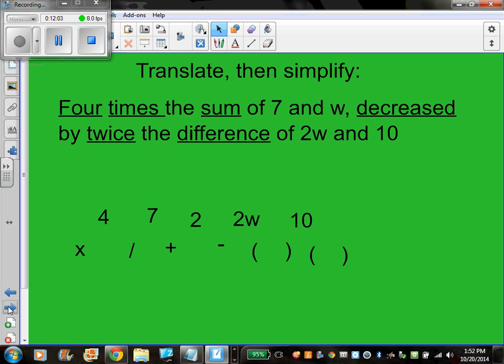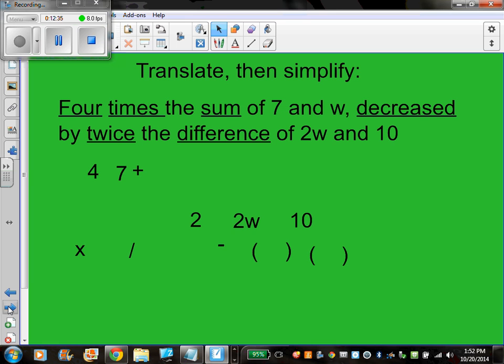Translate, then simplify. All right, look at all these underlined words that are going to be important for our answer. 4 times, well, what does 4 times mean? We know we're definitely going to need a 4 involved, so let's get that in position. The sum of 7 and w. Well, if I remember correctly, sum means plus, and we need the sum of 7, so 7 plus, we need a w.